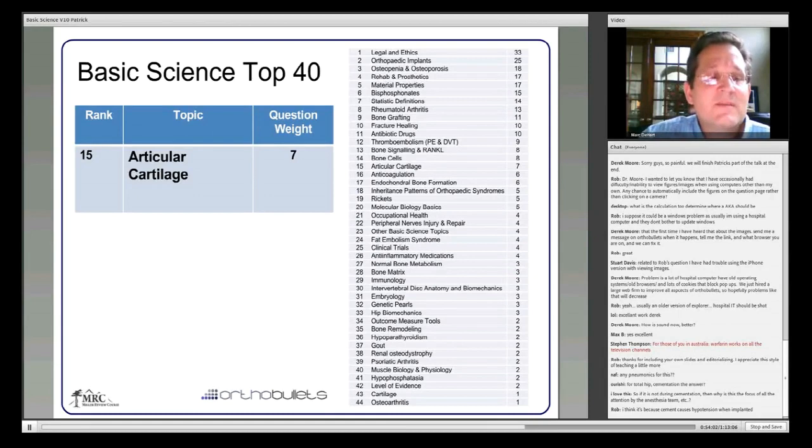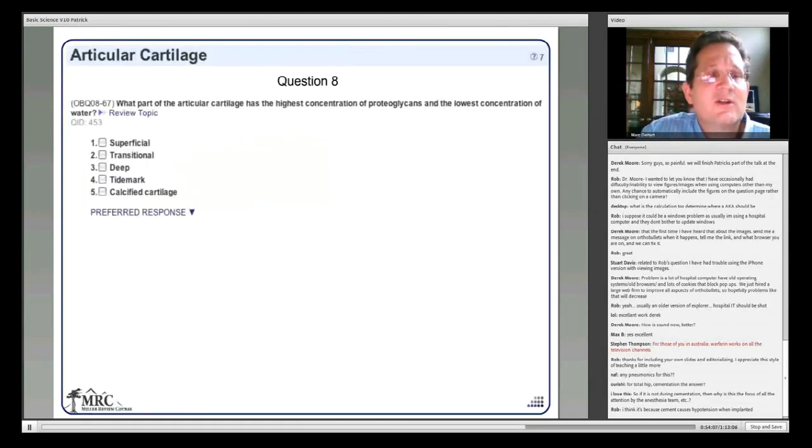Well, we'll leave some of those terrible things that happen in orthopedics and move on to articular cartilage and some arthritis questions. This question is, what part of the articular cartilage has the highest concentration of proteoglycans?